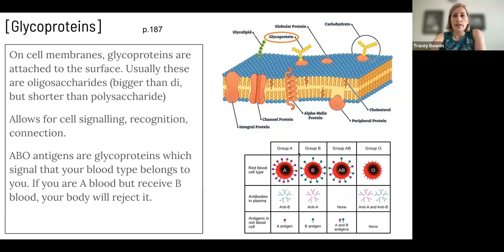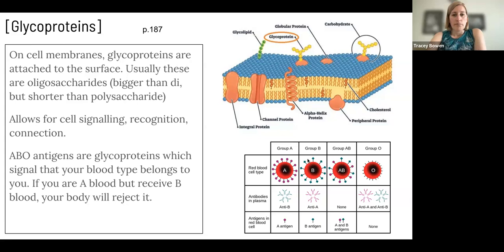If you received A blood, you have A antigens, but you have anti-B antibodies. What that means is in your blood, you have antibodies circulating to say to your body, we don't want any B antigens. If they find B antigens, they will attach to those red blood cells and rip them apart, as well as signaling to your immune system. So this is why you can't get a B blood transfusion if you are A blood.